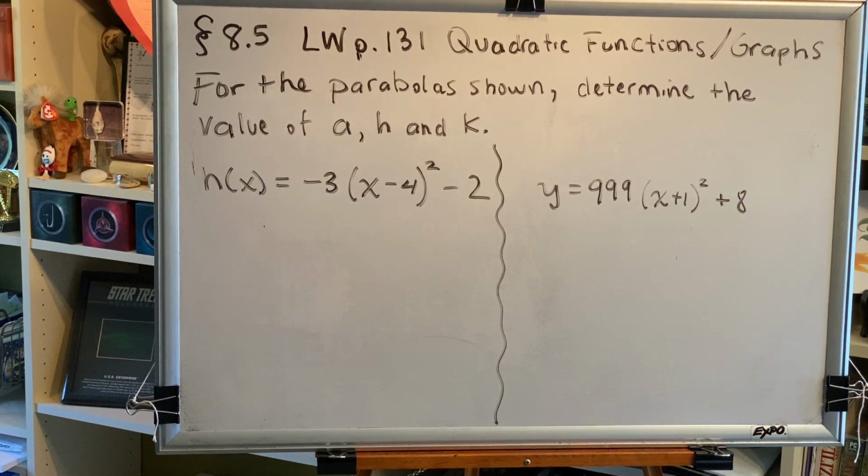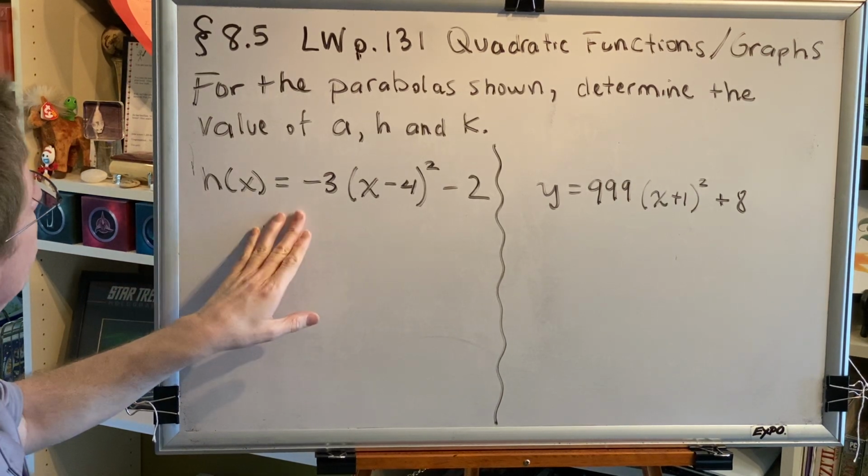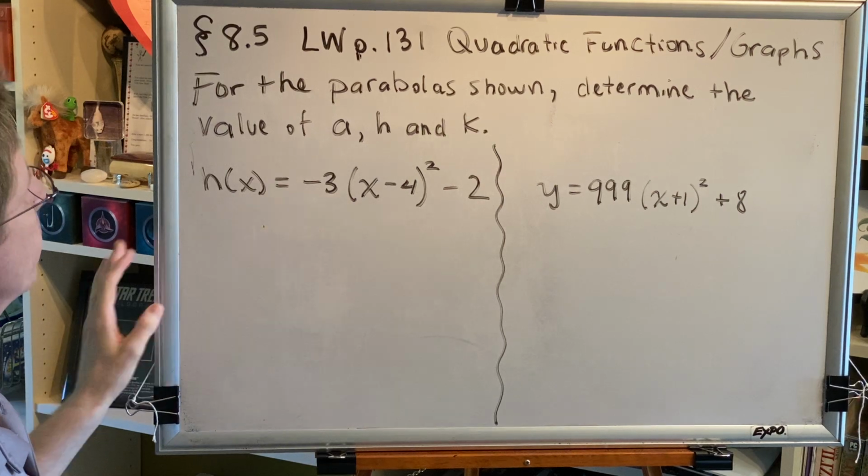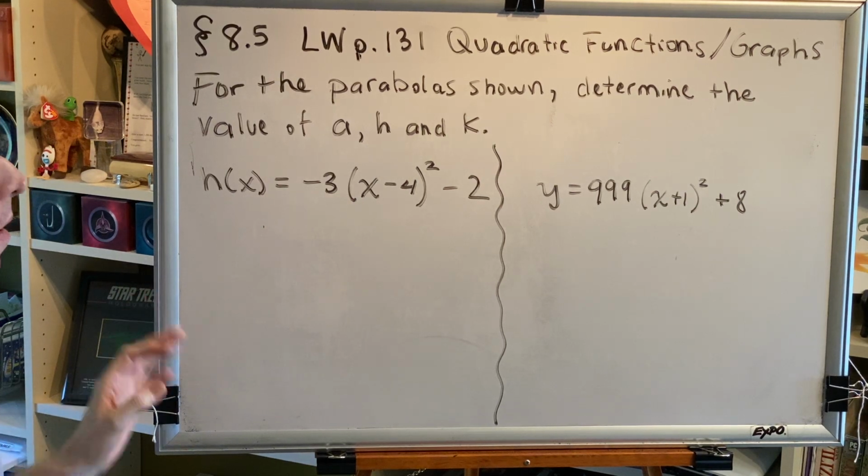Please open in your learning workbook to page 131. We're going to solve some problems where your job is to identify the value of a, h, and k for the parabola equation provided. All right, here's the first two. h(x) = -3(x - 4)² - 2.